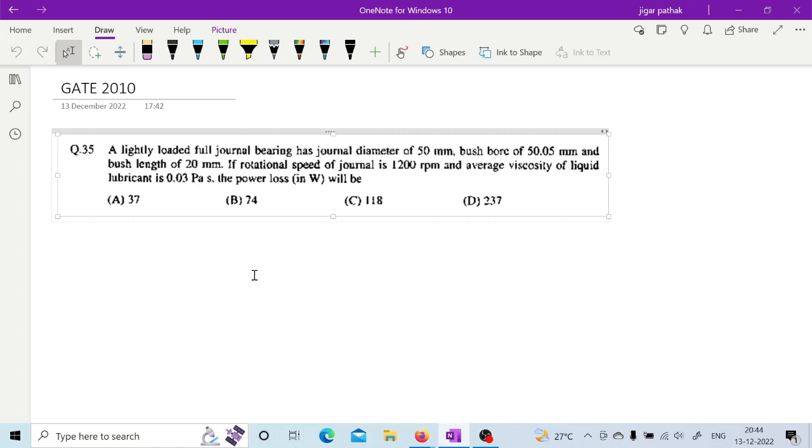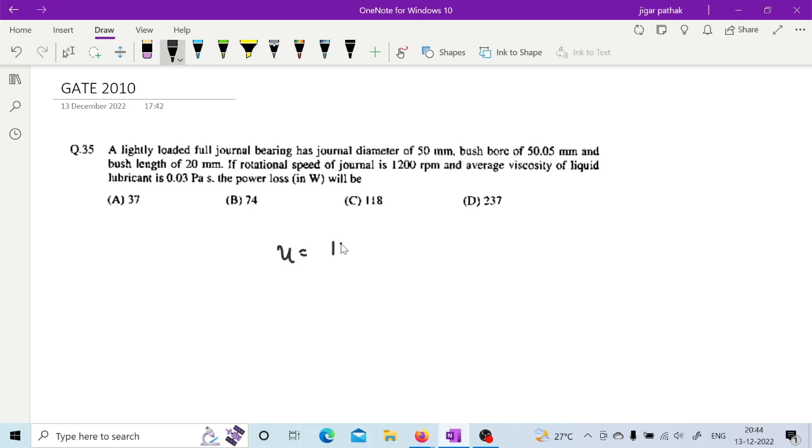Here u is pi dn by 60. I am telling you u is pi dn by 60. The same way you can calculate, which we have done previously. And clearance is 50.05 minus 50 divided by 2, because we are going for radial clearance. So then again you can follow the same thing.